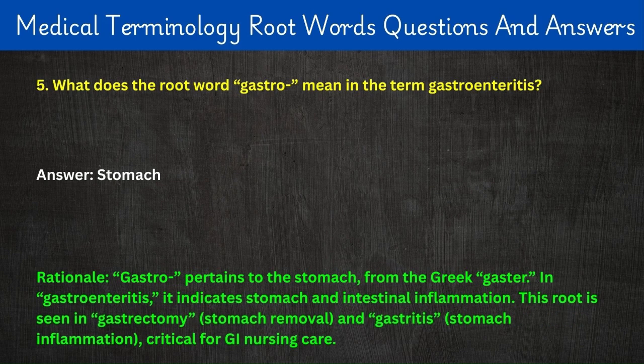5. What does the root word gastro- mean in the term gastroenteritis? Answer: stomach. Rationale: Gastro- pertains to the stomach, from the Greek gaster. In gastroenteritis, it indicates stomach and intestinal inflammation. This root is seen in gastrectomy, stomach removal, and gastritis, stomach inflammation, critical for GI nursing care.